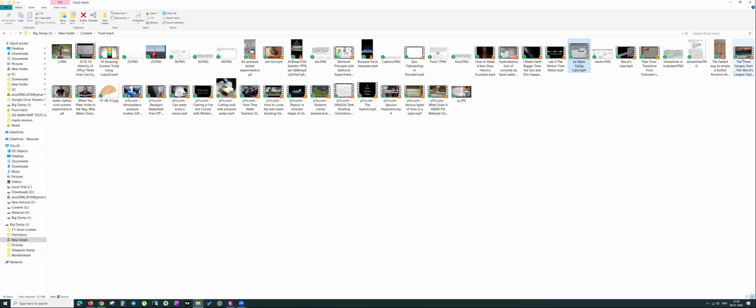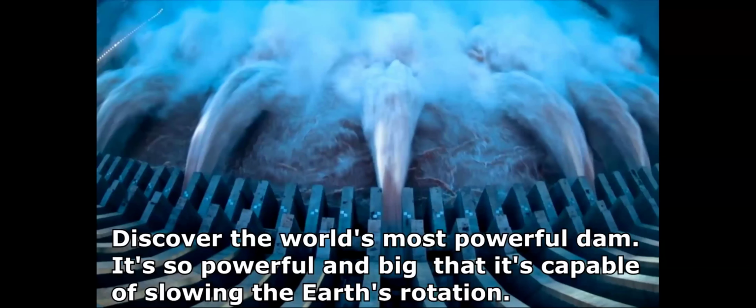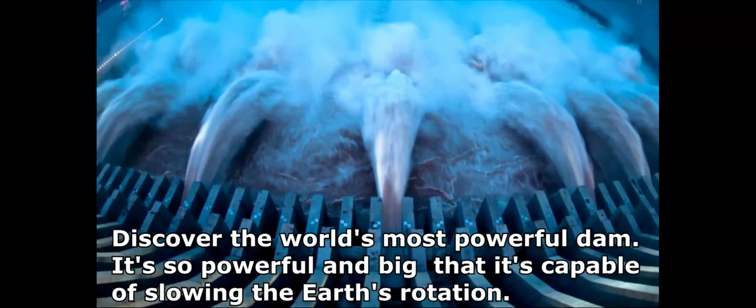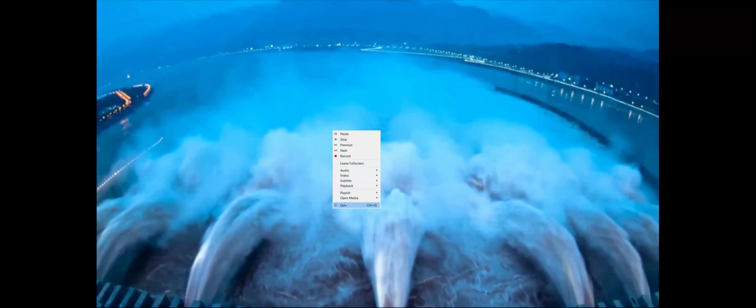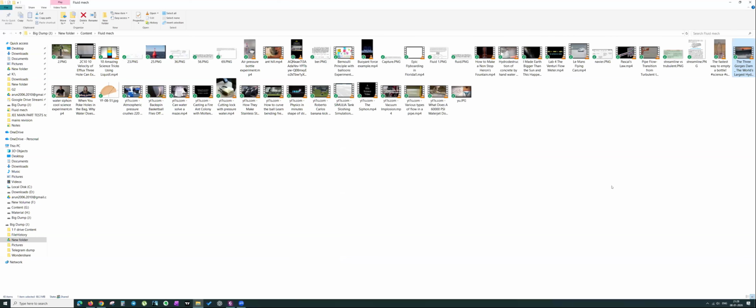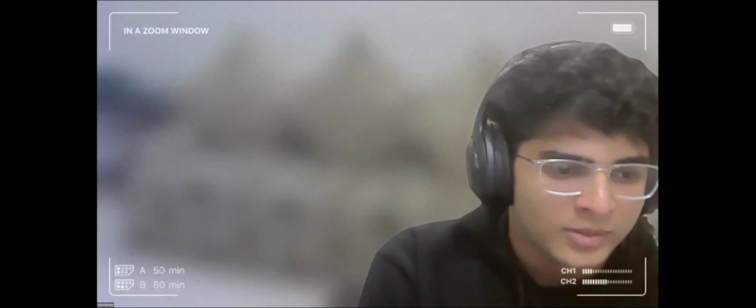And this is just the Three Gorges Dam actually. I don't know why I have this. It just shows the dam. This is the China Three Gorges Dam. Huge actually. Generates almost 7% of the power of China. So they told that it can slow the Earth's rotation. How do they do it? It's told in the video that they slow the Earth's rotation.